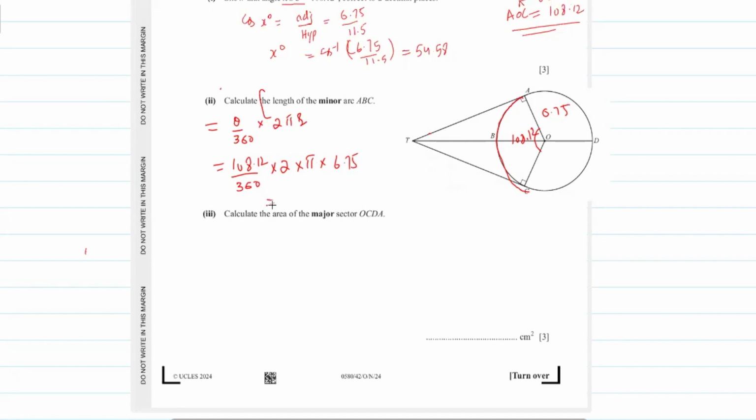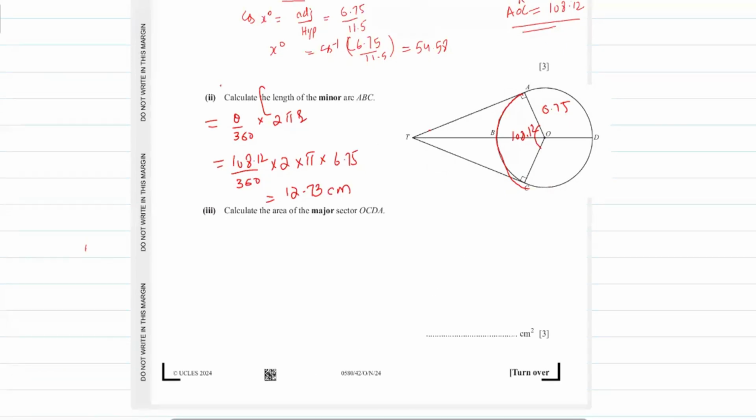and the value will be equal to 12.73 centimeters, and this is the answer. Part third, calculate the area of the major sector OCDA. Look here, this is the major sector, and we have to calculate the area of this major sector.